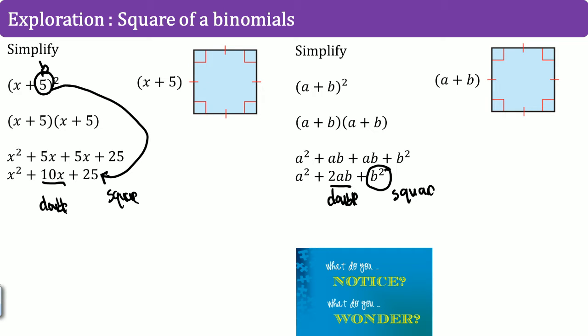When it looks like this, it's the same thing. You're going to notice the second number is what you are doubling. So you're going to double b, which is 5. Then you're going to add the square of it. This is called the square of a binomial.